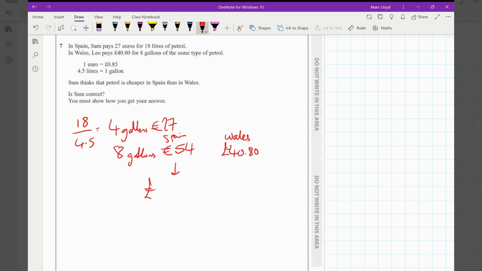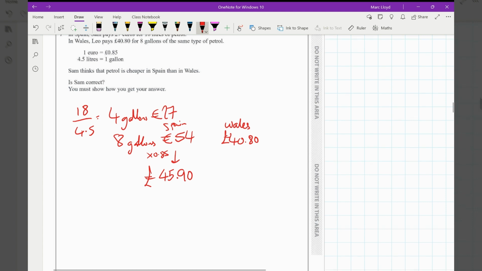€1 is equal to 0.85 pounds. So that's quite an easy calculation. We put that through the calculator and multiply it by 0.85. And that gives us £45. Why has that stopped writing? There we go, £45.90. Is Sam correct?